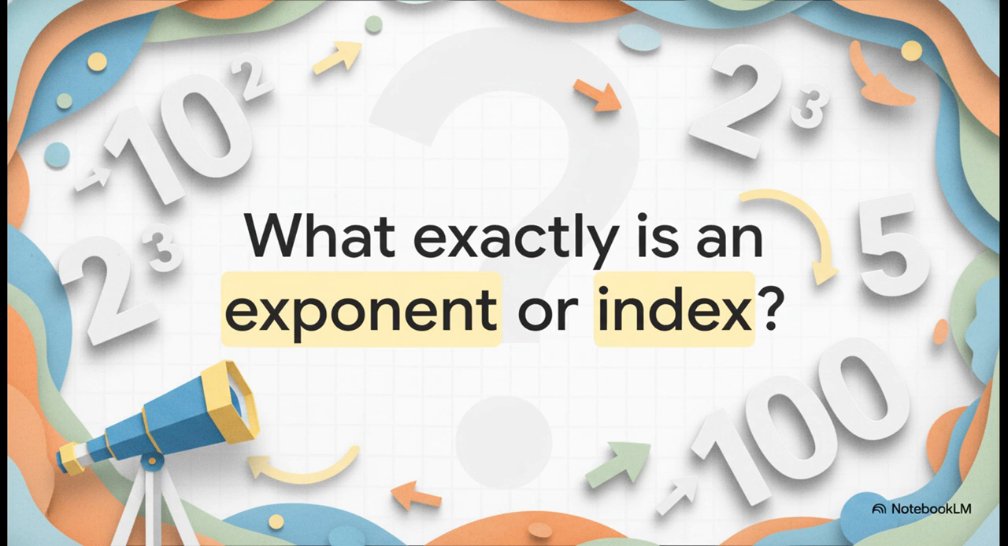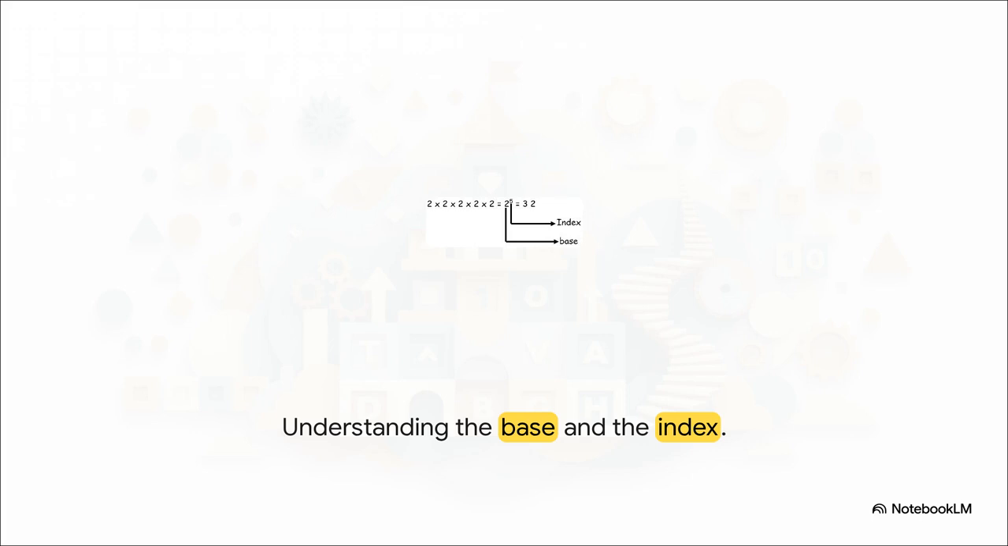But first things first, what exactly is an exponent or an index? Have you ever noticed that tiny number floating at the top right corner of a bigger number in your math book? What is it actually trying to tell us? Let's figure it out. We have 2 to the power of 5, which equals 32. The big number sitting firmly on the line, the 2, is called the base. And that tiny little number floating up at the top right, the 5, is called the index, or the exponent.